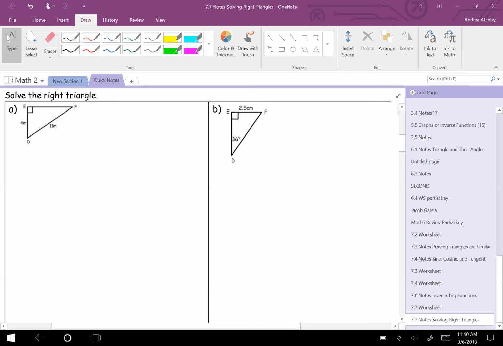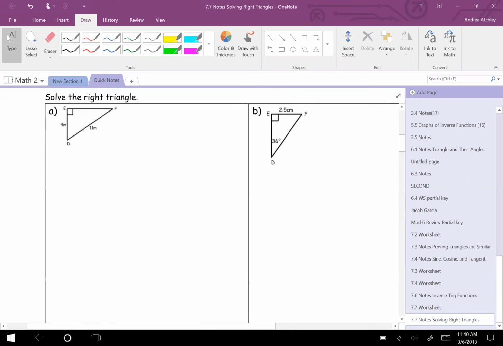Okay, class, we're up here. Okay, now we're going to use all of our skills with right triangles to solve the right triangle, to find all the pieces of the right triangle. Okay, so for A, we want to find all the missing pieces, all the sides and all the angles.